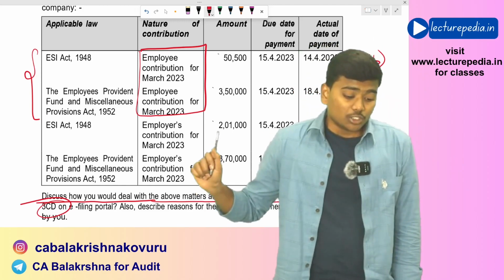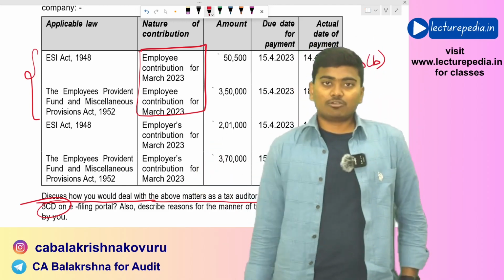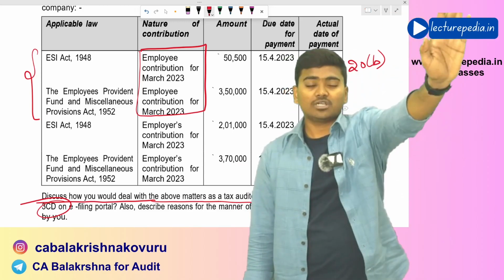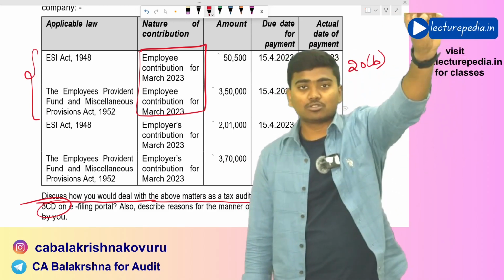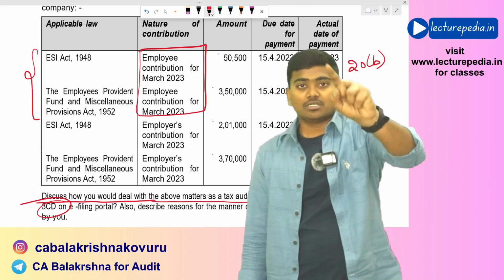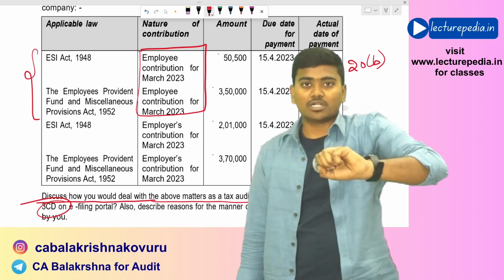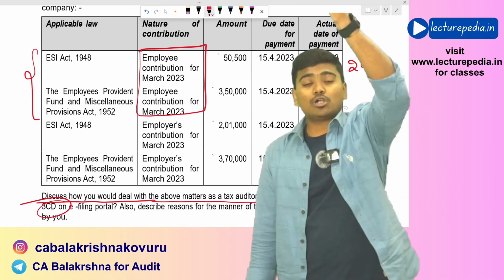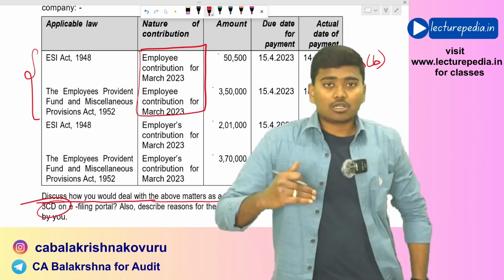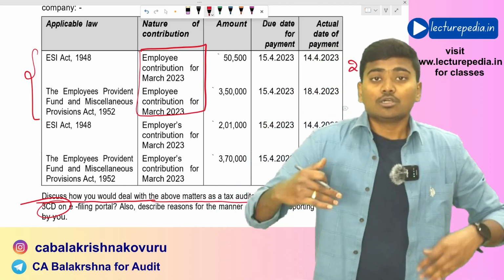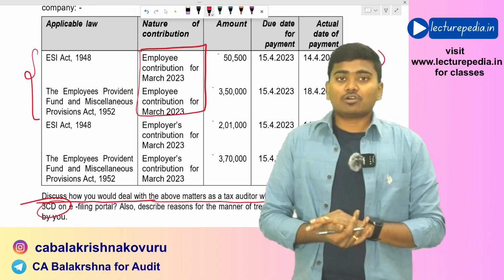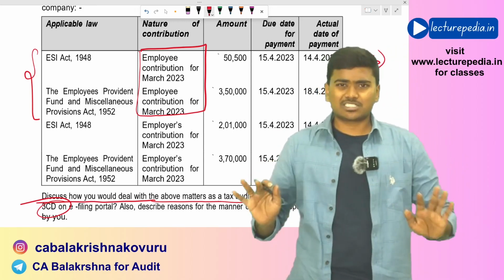Now here you are having only disclosure requirement. Okay, you need to disclose what is the amount of ESI or PF that you have received from the employee, and what is the due date for paying it with the authority or depositing with the authority, and what is the actual date of payment. Only that requirement you have. Okay, you are not having any requirement to give opinion on allowability or disallowability of the employee share. You have to just disclose.